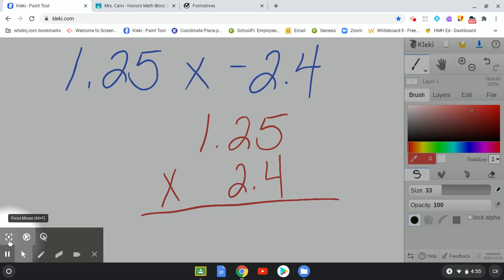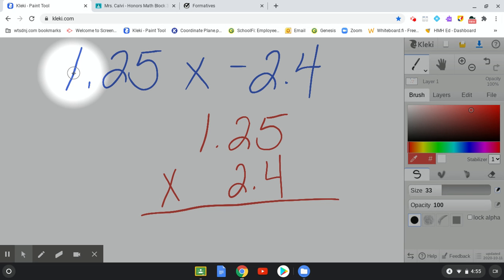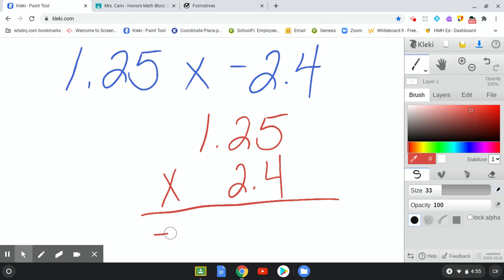Now, next step is I'm going to first figure out what my sign is. I have a positive times a negative. My signs are different. My final answer will be negative. So I'm going to put my negative sign. All right. So now I'm going to start multiplying. 4 times 5 gives me 20. 4 times 2 gives me 8, plus 2 gives me 10. 4 times 1 is 4, plus 1 is 5. Okay. So I'm done with my 4.